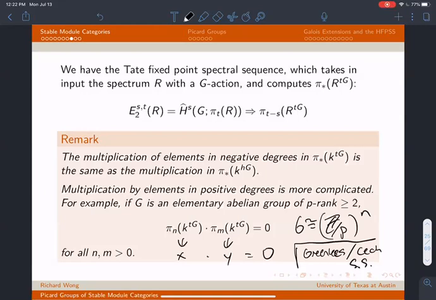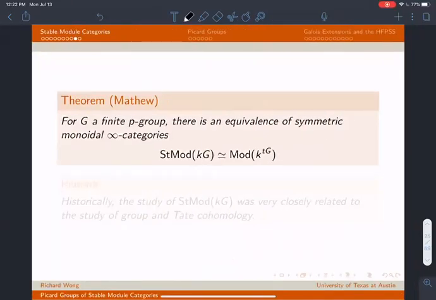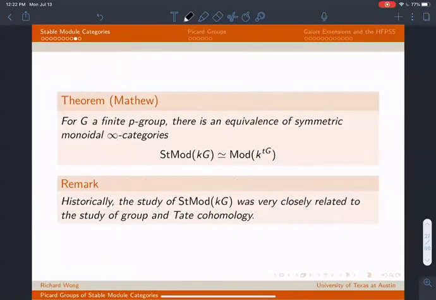Right, so to remind you why we are talking about these homotopy fixed points and Tate fixed points, we go back to this theorem of Ayala, which says there is an equivalence between the stable module category and modules of the Tate fixed points. So this is why we care, or one reason that we care about these things. And this is also conceptually very satisfying, because historically the study of the stable module category was really informed by what we knew about group cohomology and Tate cohomology.